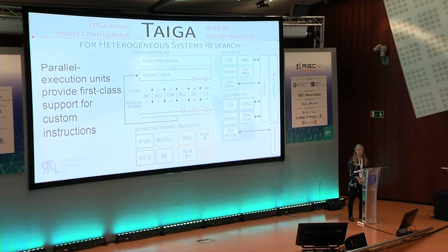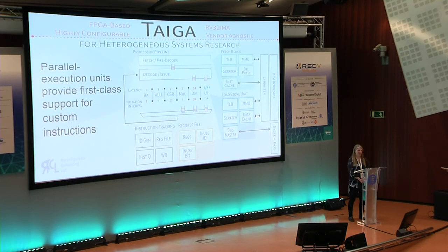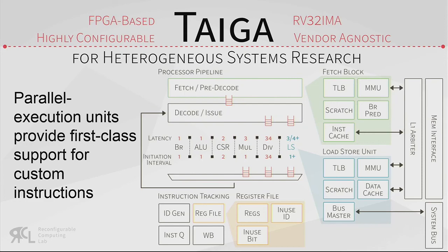We're announcing a new soft processor that's customized for FPGA Fabric. It's called Taiga. It's highly configurable, and the key thing about this particular soft processor is that it supports out-of-order execution and early commits. This is extremely important for us as we're interested in heterogeneous system research. If you have a fixed pipeline, tight integration of accelerator instructions automatically causes poor performance.